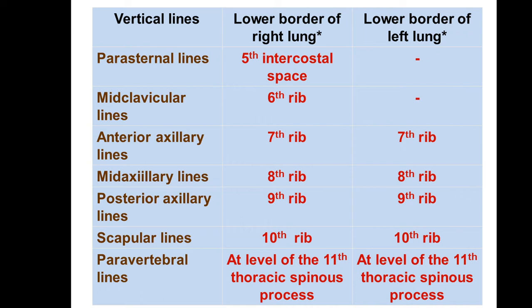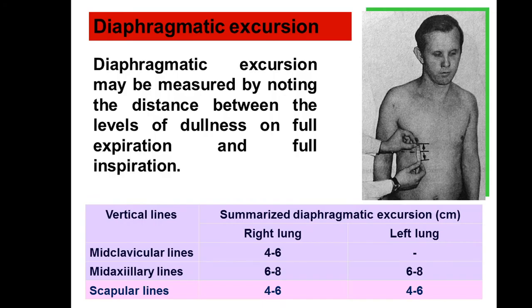And here are the exact lower borders of the right and left lungs in a normosthenic patient. After getting the lower borders, you can check diaphragmatic excursion, or diaphragmatic movement. It may be measured by noting the distance between the level of dullness on full expiration and full inspiration, or deep expiration and deep inspiratory phase.